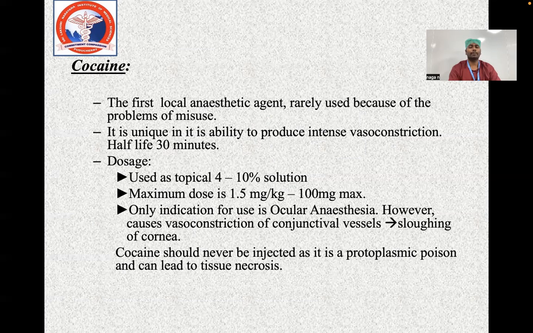Dosage is usually topical, 4 to 10%. Maximum dose is 1.5 mg per kg. The only indication for use is ocular anesthesia. However, it causes vasoconstriction of conjunctival vessels, and sloughing of the cornea can happen. Cocaine should never be injected, as its protoplasmic poison can lead to tissue necrosis.